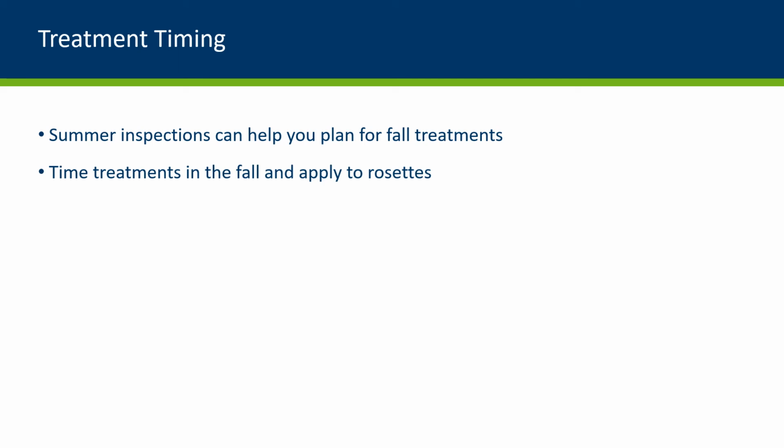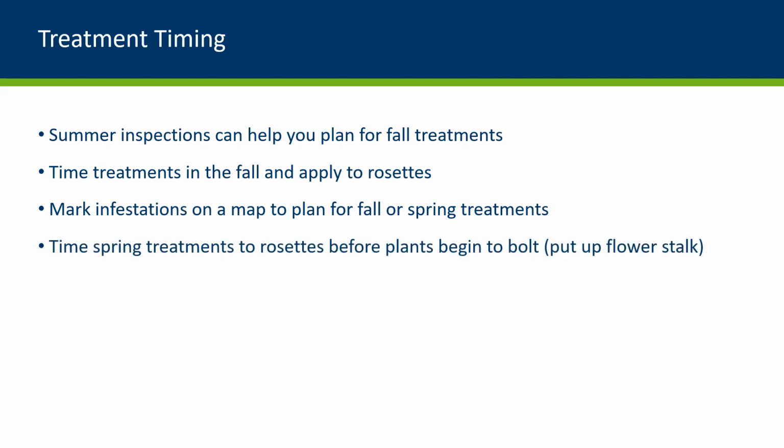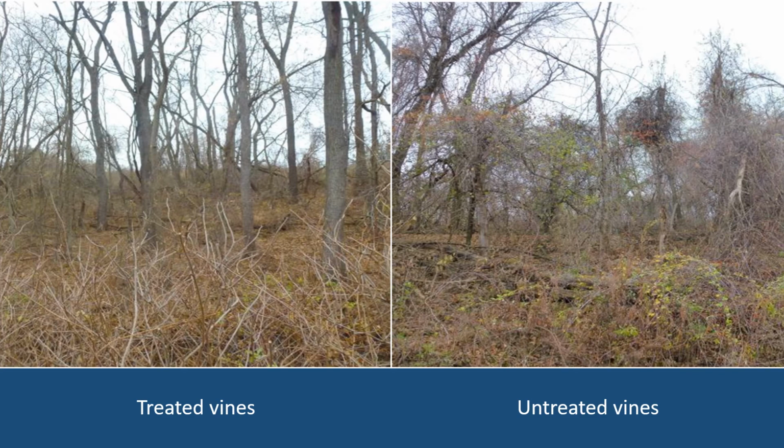Here are a few tips for treatment timing. Your summer inspections can help you plan fall treatments. You can treat rosettes in the fall. You can mark infestations on a map for fall and spring treatments. And you can time spring treatments in the spring before the plants start to bolt. Here is an example of a before and after of vines that were treated 1 year later. You can see on the left that the vines had been treated, and compared with a spot right next to it that was untreated, how much cleaner the area looks.